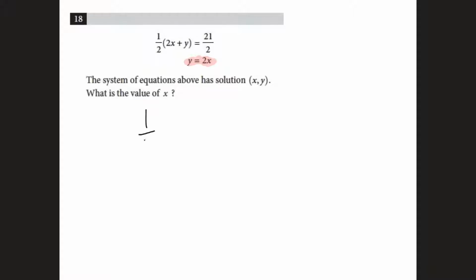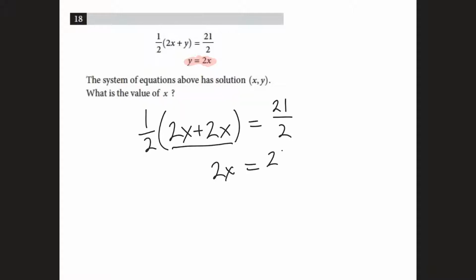We're going to get 1/2 of 2x plus 2x, because that's y, equals 21 over 2. Okay, well, if I distribute that, I know I've got 4x on the inside, and if I take half of that, I've got 2x equals 21 over 2, and then divide by 2, I will get x equals 21/4.